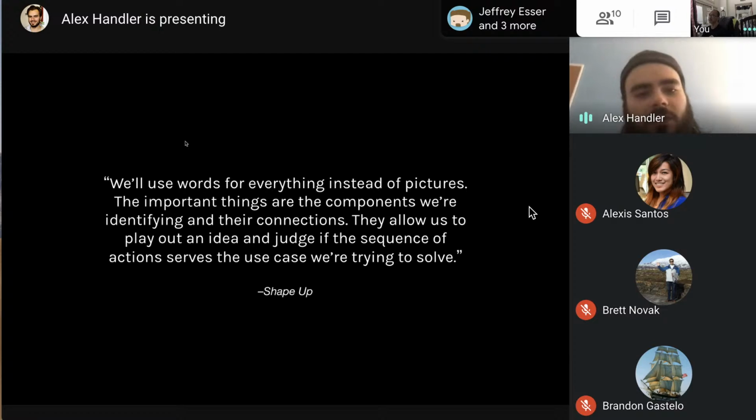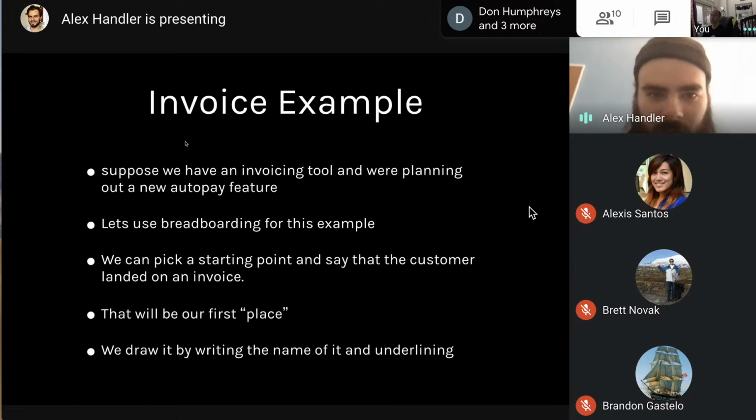The quote from the book: we'll use words for everything instead of pictures. The important things are the components we're identifying and their connections. They allow us to play out an idea and judge if the sequence of actions serves the use case we're trying to solve. I just thought that was a funny idea for summing up breadboarding.